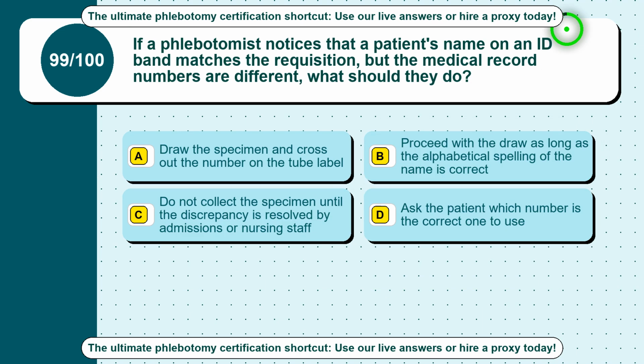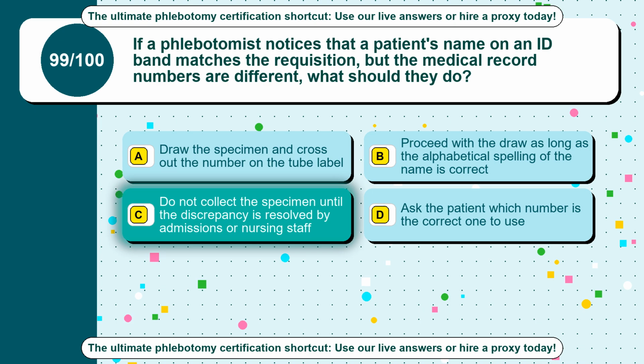Question 99. If a phlebotomist notices that a patient's name on an ID band matches the requisition, but the medical record numbers are different, what should they do? Option A, draw the specimen and cross out the number on the tube label. Option B, proceed with the draw as long as the alphabetical spelling of the name is correct. Option C, do not collect the specimen until the discrepancy is resolved by admissions or nursing staff. Option D, ask the patient which number is the correct one to use.